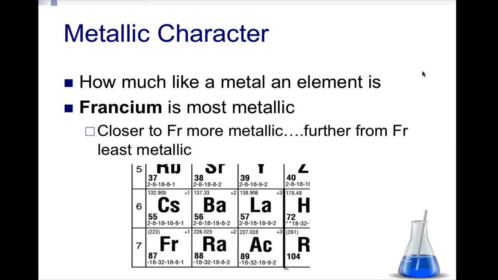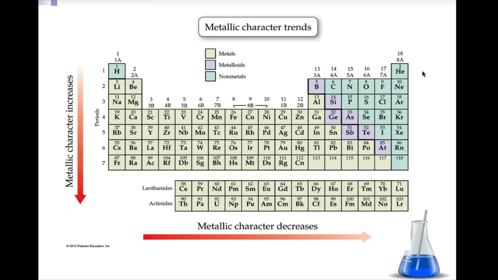Metallic character basically talks about how much like a metal an element is. Francium is most metallic. Closer to francium, more metallic. Further away from francium, the less metallic the element is. So here's an example of the metallic character trends. Francium is here in the bottom left-hand corner. As we go down our groups and across our periods, you can see that as we go towards francium, they get more and more characteristics of metals.